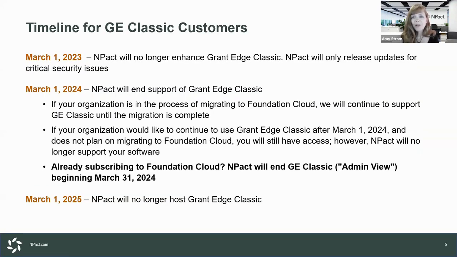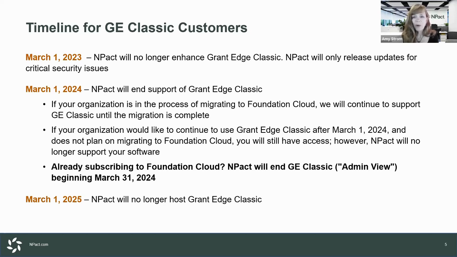So as a reminder, here is our timeline for sunsetting GE Classic. Our team has been preparing for this for the last 2 years and wants to ensure that you can do all of your business processes and then some with the new Foundation Cloud and the added functionality requested by you, our users. In March of this year, 2023, we stopped splitting our development efforts between Classic and Foundation Cloud to focus on the growth of Foundation Cloud by no longer enhancing Classic. In March of 2024, we will end comprehensive support of Classic on March 1st, both hosted and on-prem instances.